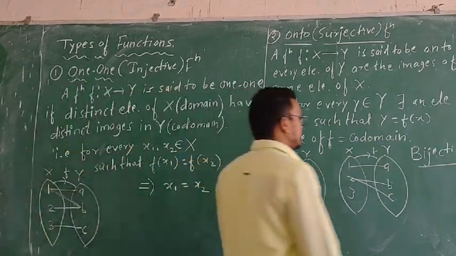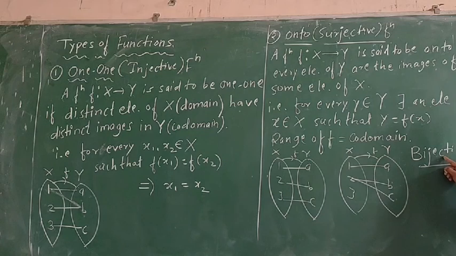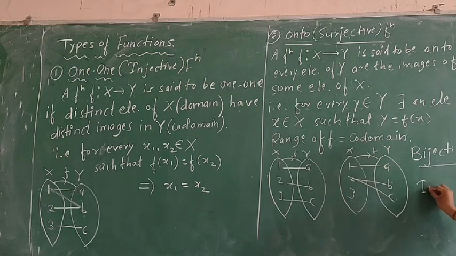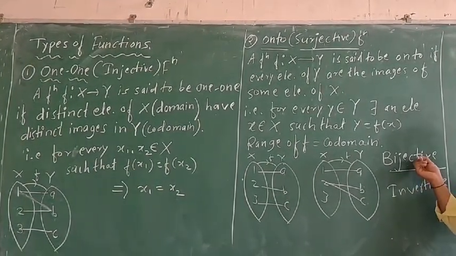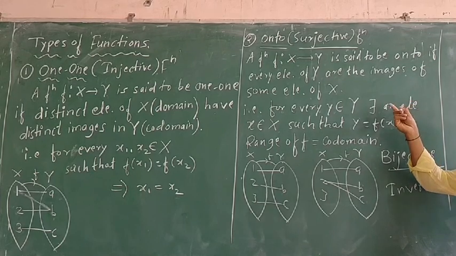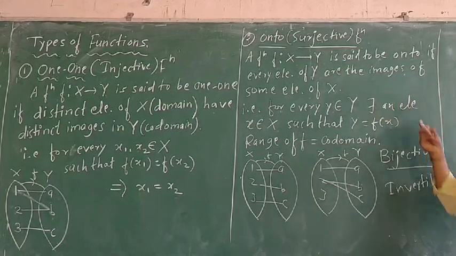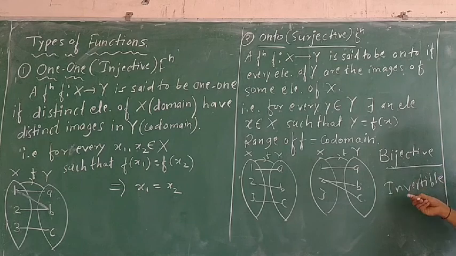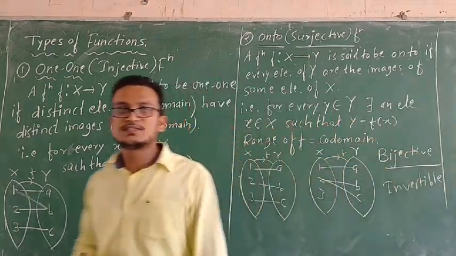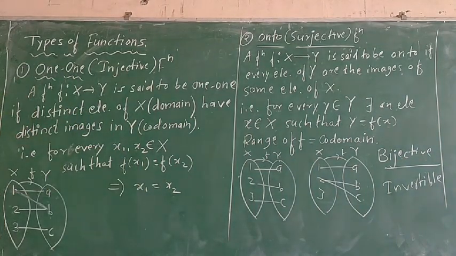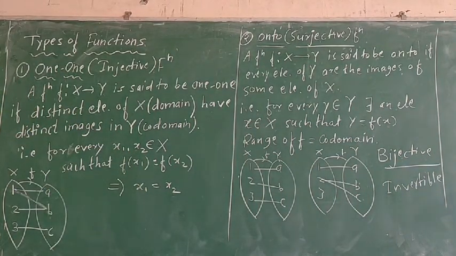When the function is one-one and onto, it is called bijective. And see, if the function is bijective, then we can say that that function is invertible. Invertible means what? Inverse exists. So keep in mind, for the inverse to exist, the function should be bijective. Bijective means what? It should be one-one and onto. If it is one-one and onto, it is bijective. If it is bijective, it is invertible. Okay, so you just revise these definitions once again. In the next video, we will see the examples on this.